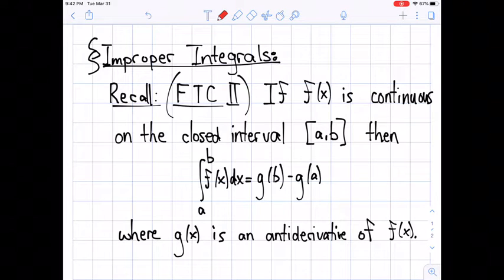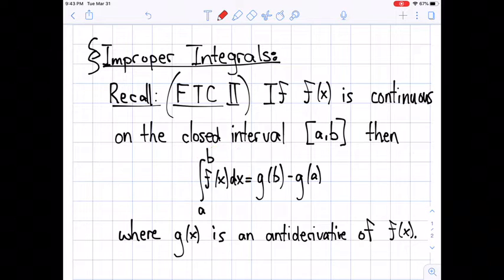Okay, so today we're going to be looking at improper integrals. And the interesting thing with improper integrals is that we're going to explore a little bit about FTC2. So up to this point in the course, every time we have looked at doing a definite integral, we have used FTC2 and we haven't really given it a second thought.